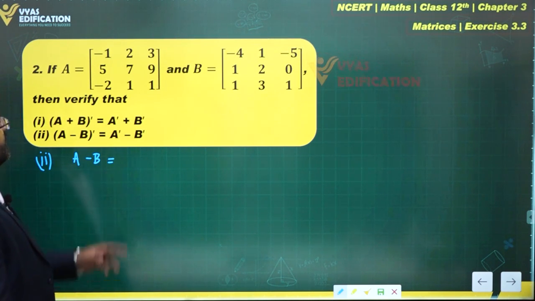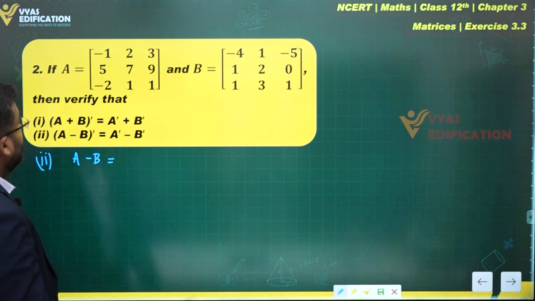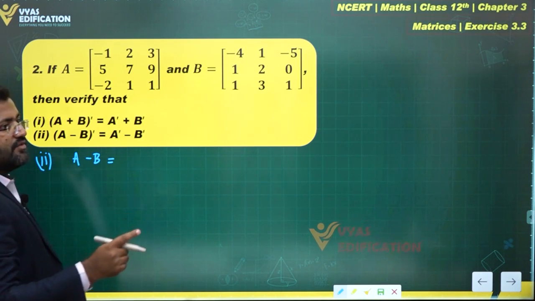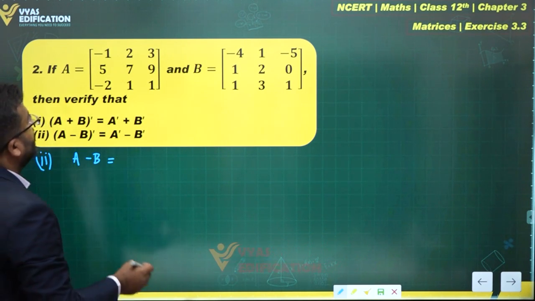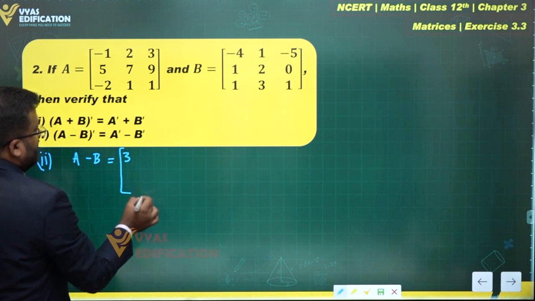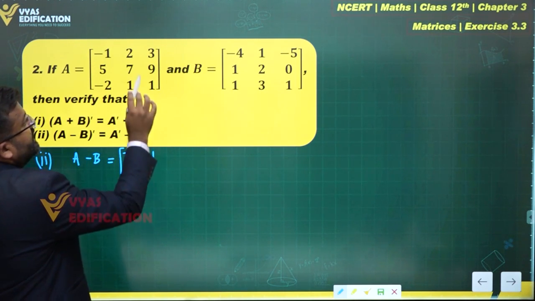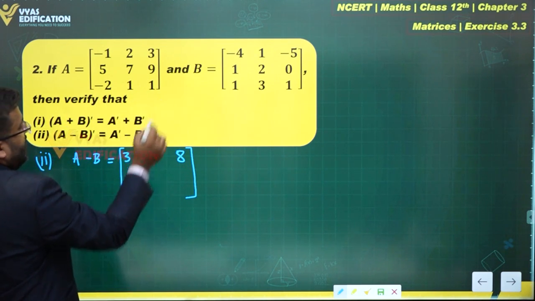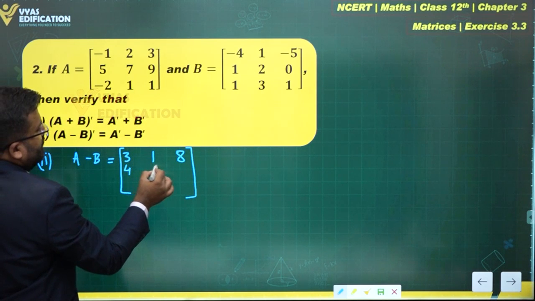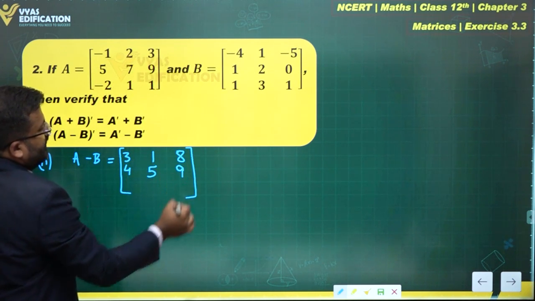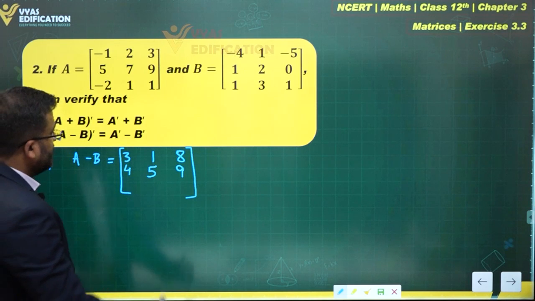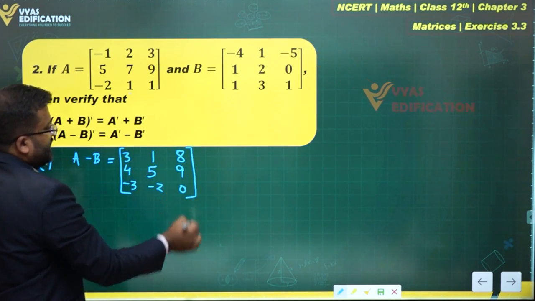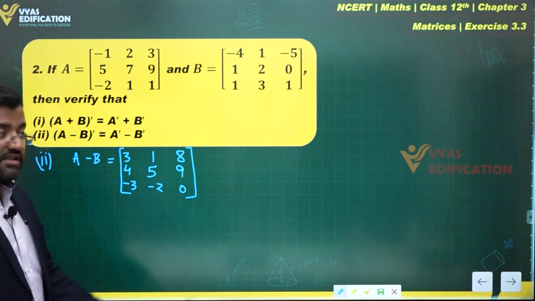A minus B will be obtained by taking the difference of these two. And what is the difference? Minus 1 minus of minus 4. What will that become? Minus 1 plus 4. That is 3. Okay. 2 minus 1, which will become 1. 3 minus of minus 5, which will become 8. Okay. This is what I have. 5 minus 1, which will become 4. 7 minus 2, which will become 5. 9 minus 0 will remain 9. Minus 2 minus 1 will become minus 3. This element 1 minus 3 will become minus 2. 1 minus 1 will become 0. This is A minus B for us.